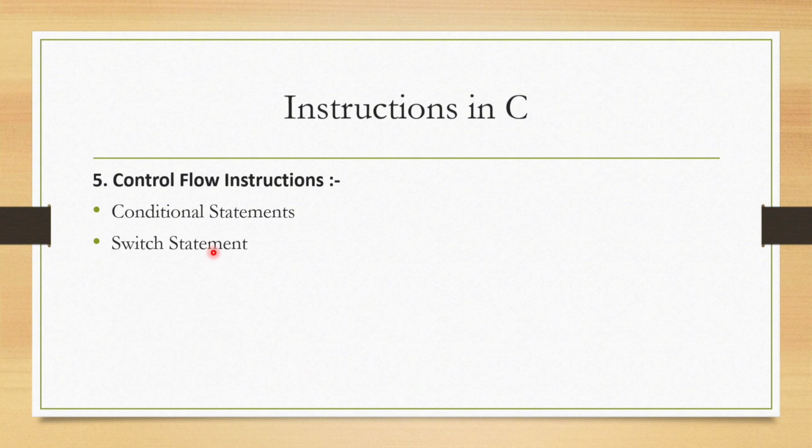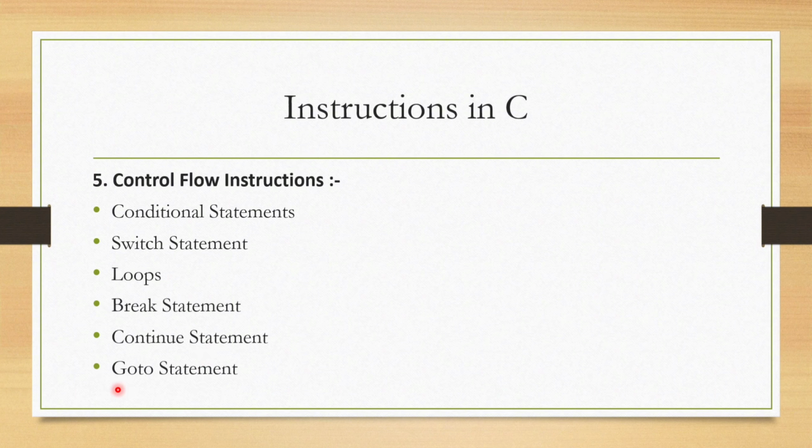Next we have switch statement. It is used for handling multiple potential values of a variable. It provides a more effective alternative for if else. Next we have loops. It is used to run a set of code multiple times. Next we have break statement, which is used to exit from the loop or a switch statement. Next we have continue statement, which is used to skip the current iteration of the loop and move to the next iteration. At last we have goto statement, which is used to jump to a specific part of the program. About all these instructions we will discuss in the upcoming videos.